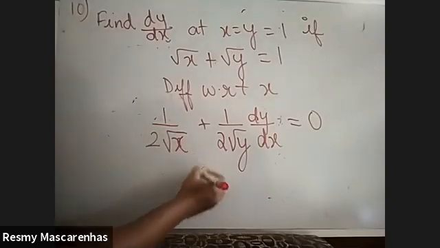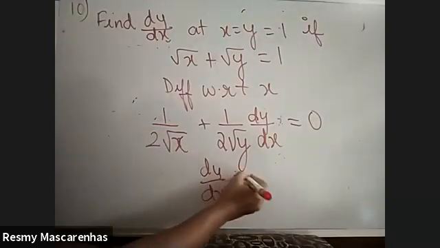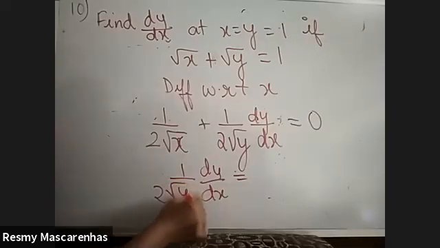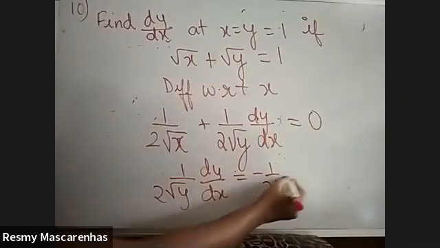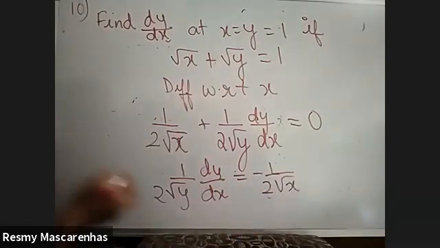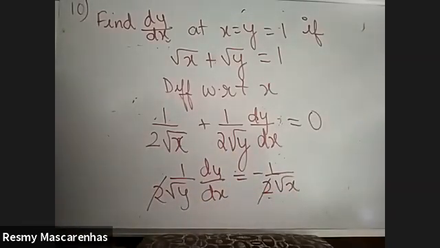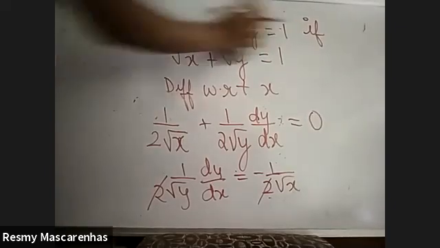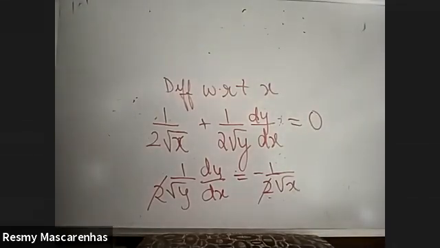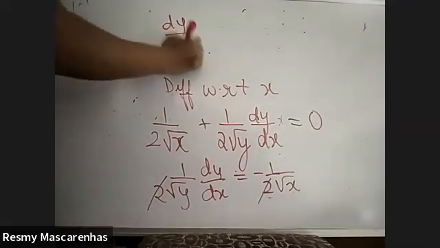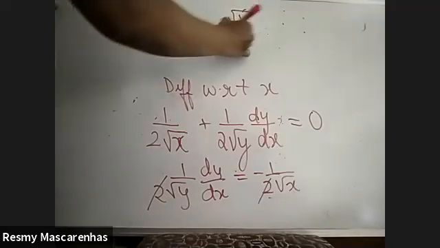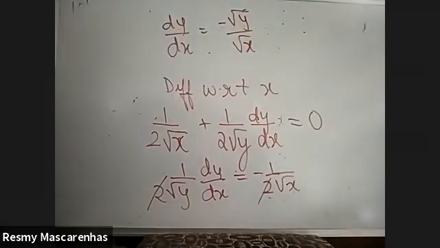So dy by dx will be equal to, this will be 1 upon 2 root y. You take the other side. So it will be like this. Then 2 and 2 will cancel. Root y you take on the other side. So dy by dx will be minus root y upon root x. So this is the actual dy by dx.